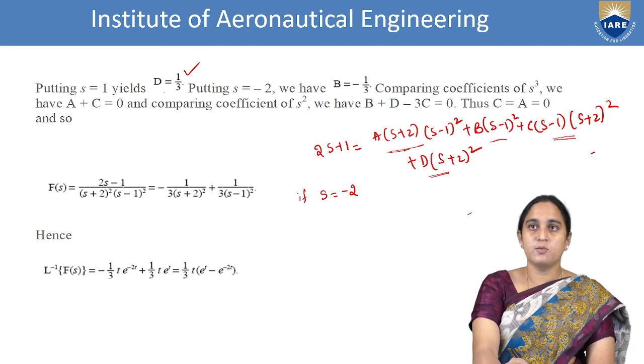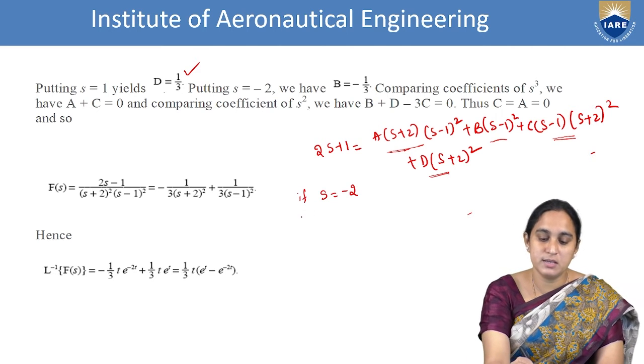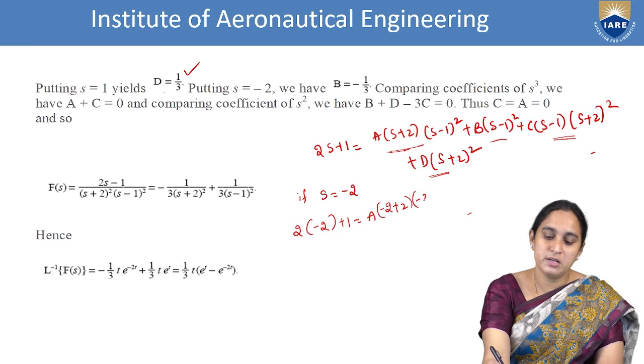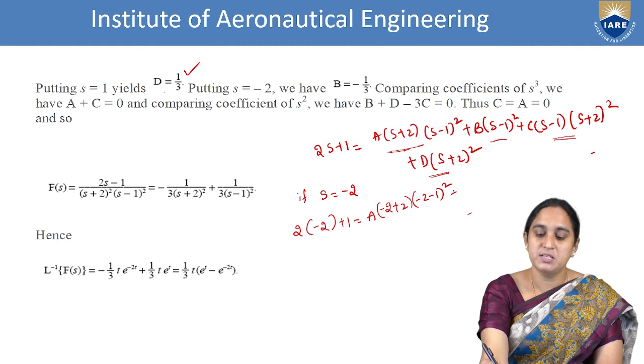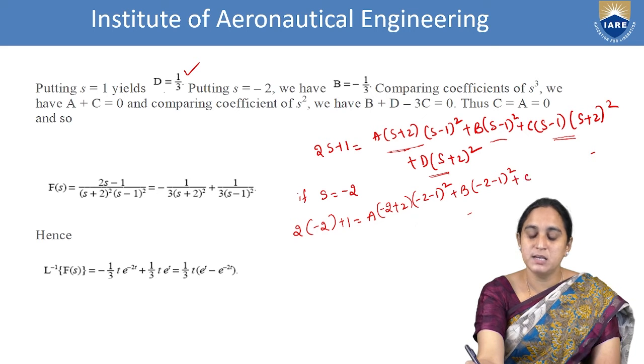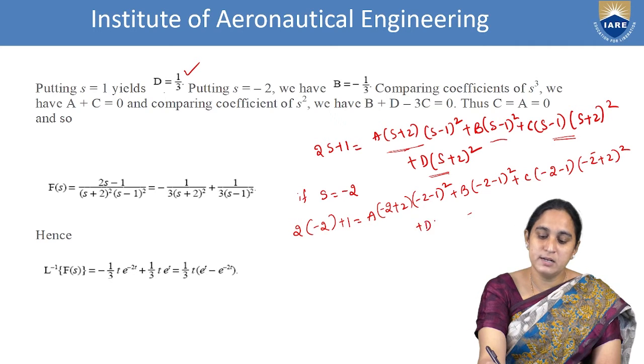If s is equal to minus 2, in that case, now I'm substituting that value. How did we get that value? I'm substituting here: 2 into minus 2 plus 1 is equal to a into (minus 2 plus 2) into (minus 2 minus 1) whole square, plus b into (minus 2 minus 1) whole square, plus c into (minus 2 minus 1) into (minus 2 plus 2) whole square, plus d into (minus 2 plus 2) whole square.